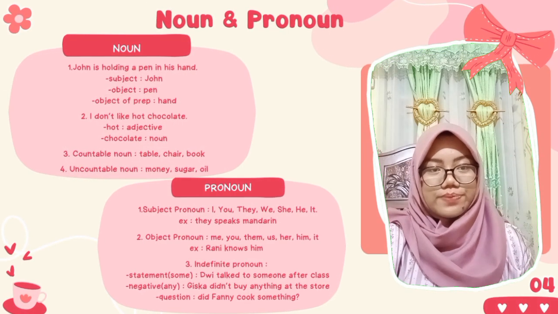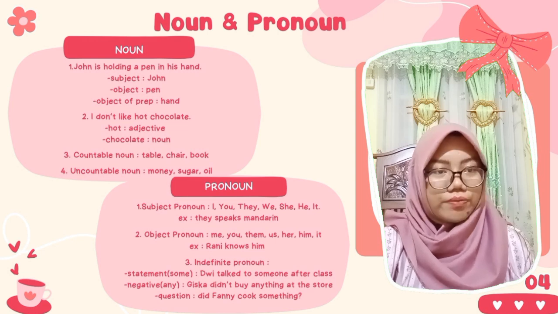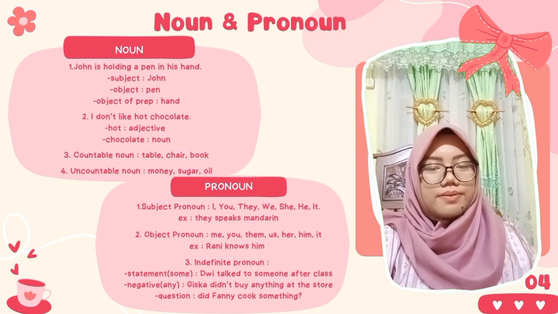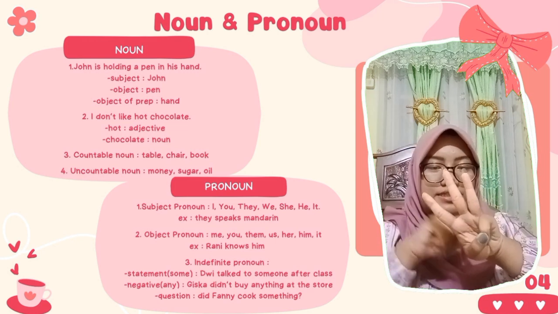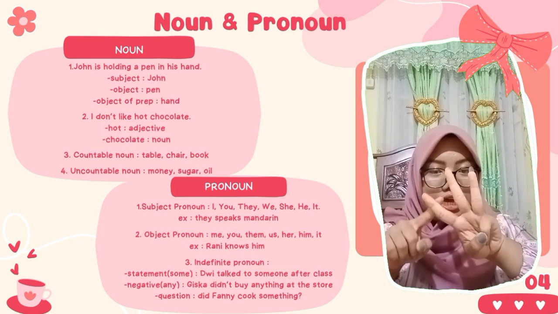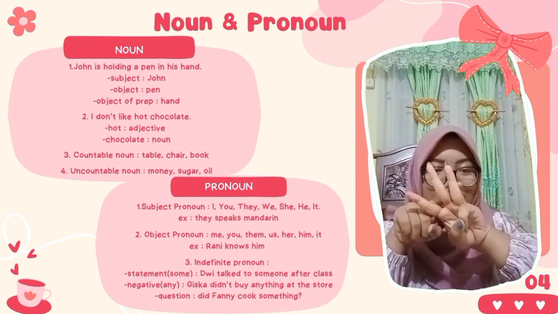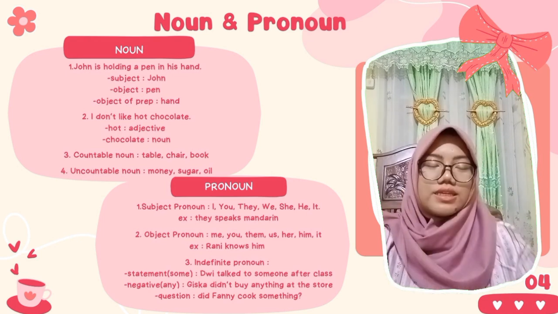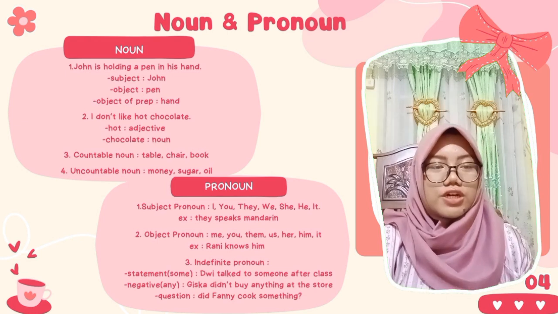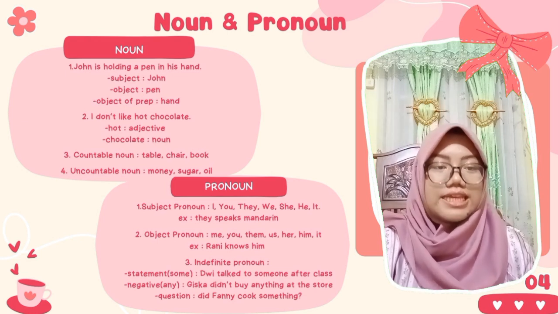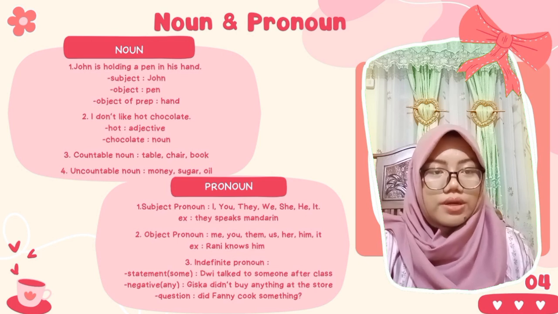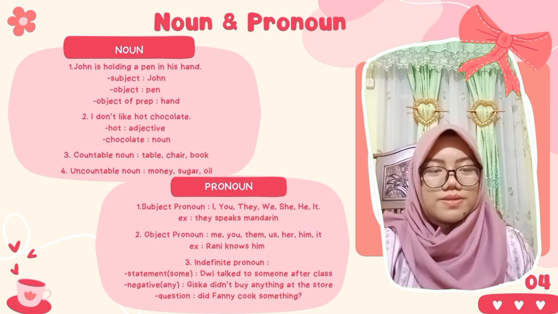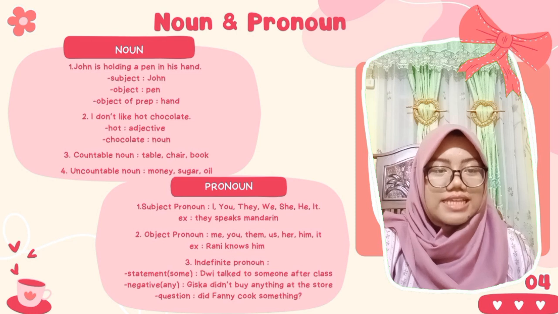And the next chapter is about noun and pronoun. Nouns can be different in three ways: noun as a subject, noun as an object, noun as object of a preposition. In a sentence, John is holding a pen in his hand. John is a subject noun. Pen is an object noun. Hand is object of a preposition noun.